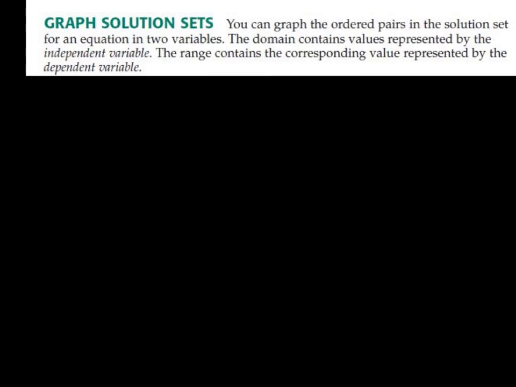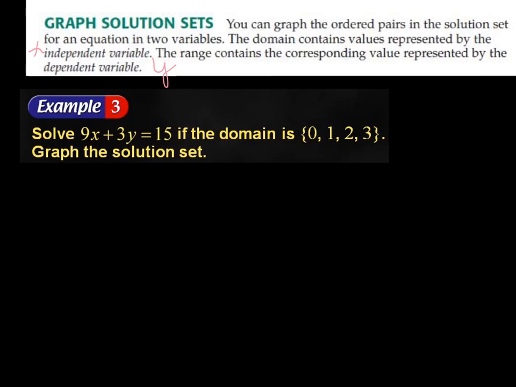You can graph the ordered pairs in the solution set for an equation in two variables. The domain contains the values represented by the independent variable, which is usually x, and the range contains the corresponding value represented by the dependent variable, which is usually y, or whatever comes second in the alphabet.